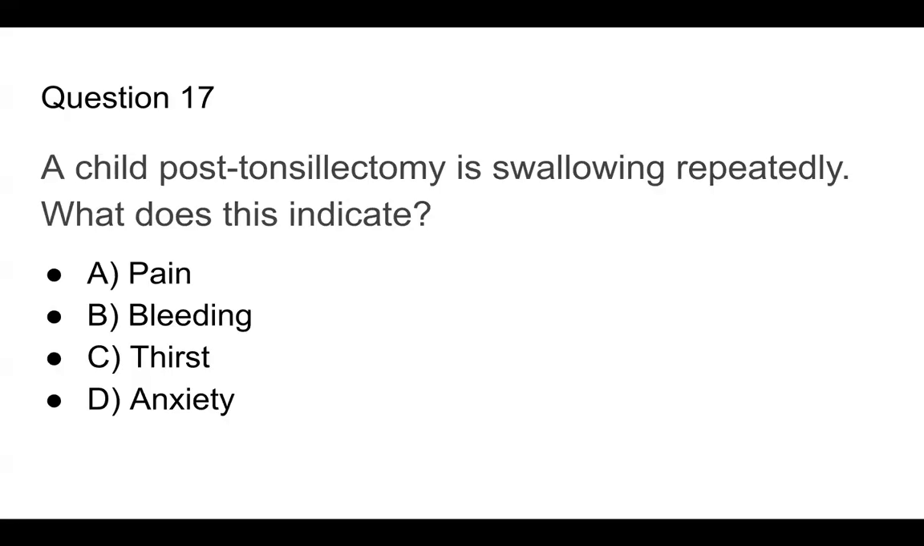All right, the correct answer for this one is going to be bleeding. So repetitive swallowing in a post-tonsillectomy patient is indicative of bleeding. And I don't just mean swallowing once or twice. I mean excessive swallowing, like they seem like they're swallowing a lot or hypersalivating. That's a sign of bleeding.